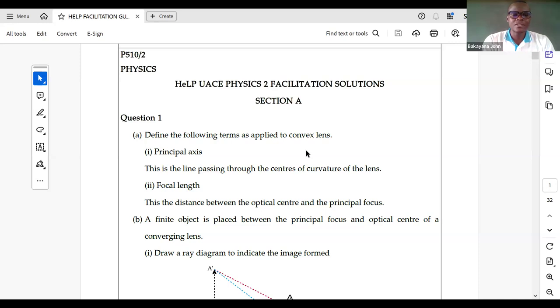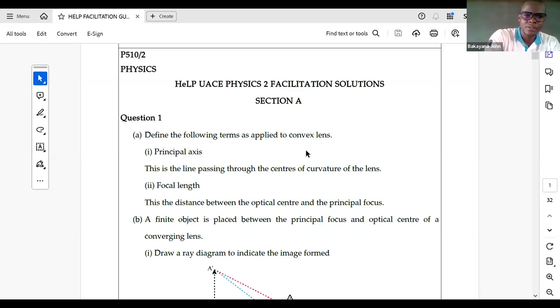Yes. So principal axis, when we draw our lens, we know that a lens has two principal foci, not so? It has two because it is made out of two glass spherical materials. That means that it comes with two centers of curvature. That's why we're saying that the line that passes through the centers of curvature of a lens is what we call the principal axis.